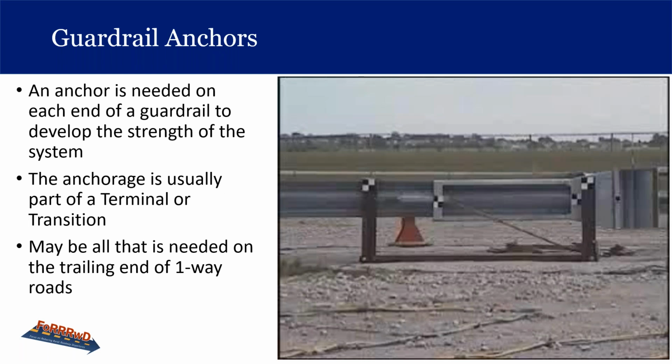Let's take a look at the guardrail anchors. An anchor is needed on each end of a guardrail to develop the strength of the system. The anchorage is usually part of a terminal or transition and may be all that's needed on the trailing end of one-way roads.